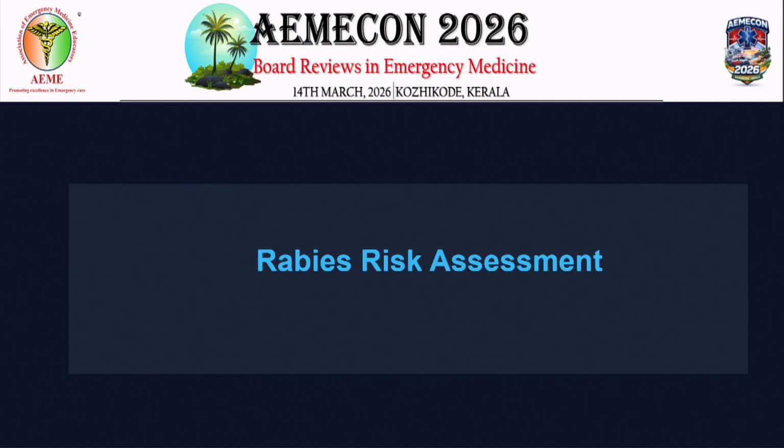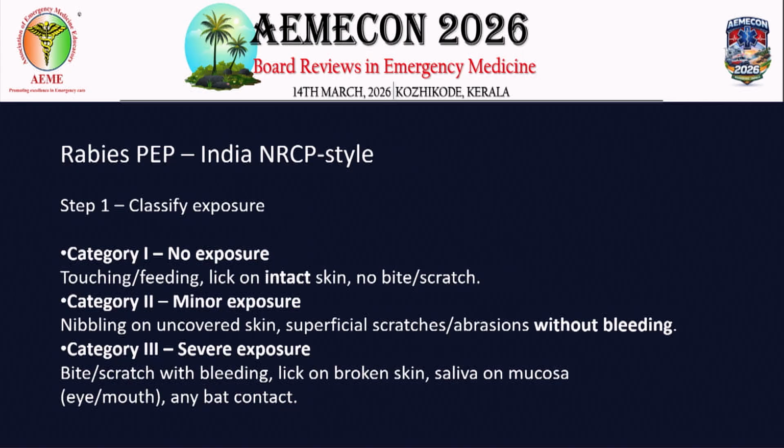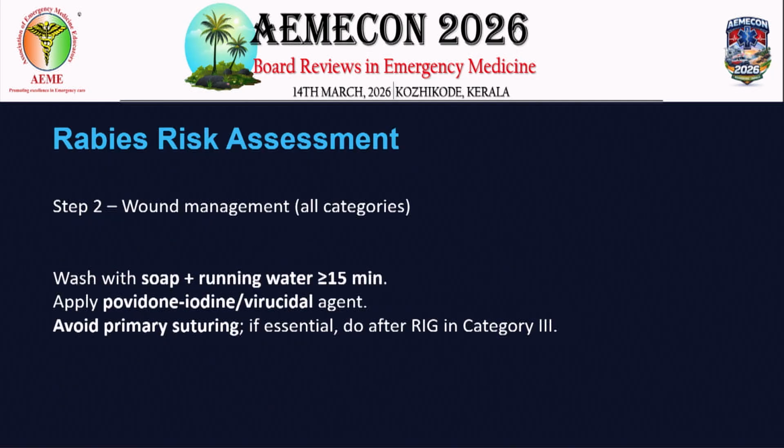Moving further to rabies risk assessment. This is the WHO criteria with modification from the Indian side. First of all, we should categorize the risk. There are 3 categories. First is no exposure. That means there was touching or feeding, or just a lick on intact skin, and there was no bite or scratch. Category 2 is minor exposure, where there is nibbling of uncovered skin, or superficial scratches or abrasions without bleeding. And the third category is severe exposure, where there is a bite or scratch with bleeding, a lick on broken skin, or saliva or mucosa is involved. Any bat exposure is also category 3.